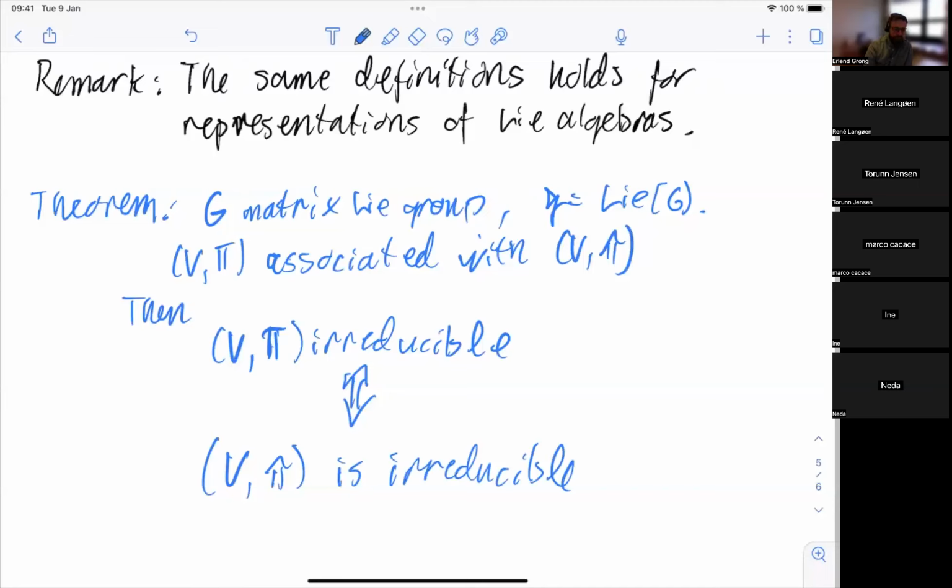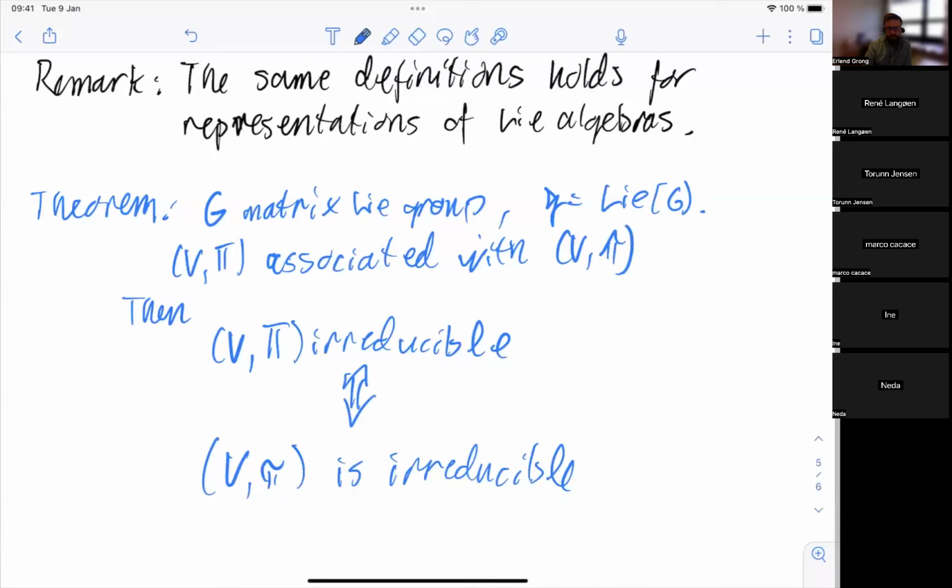So if we want to check if something is irreducible, then it's the same as if we check the representation of the group, or if we check the representation of the algebra.